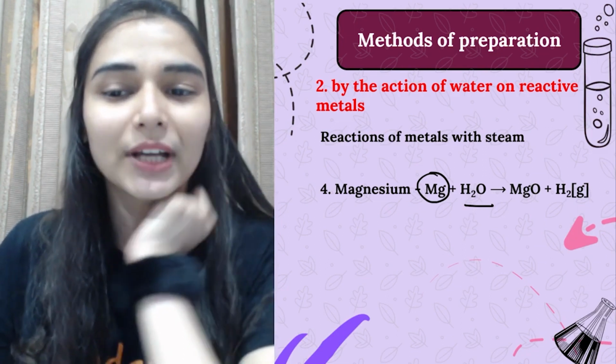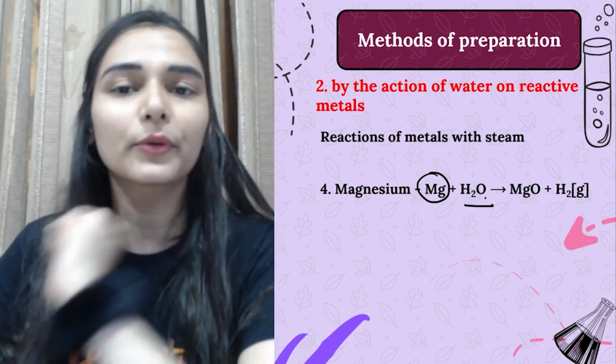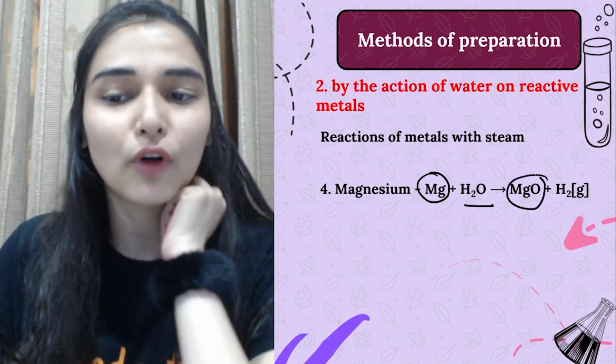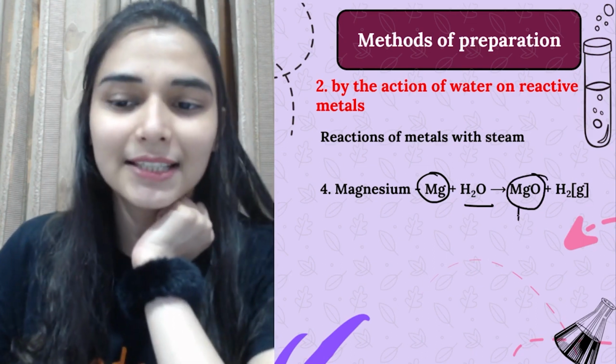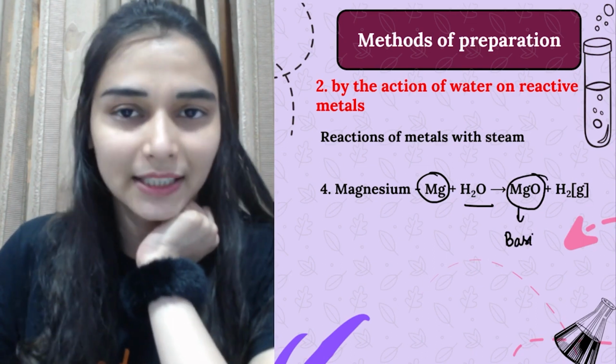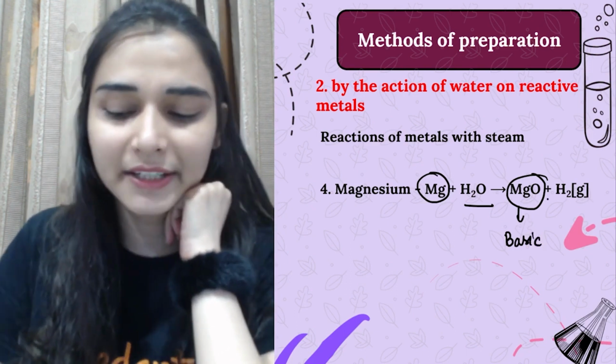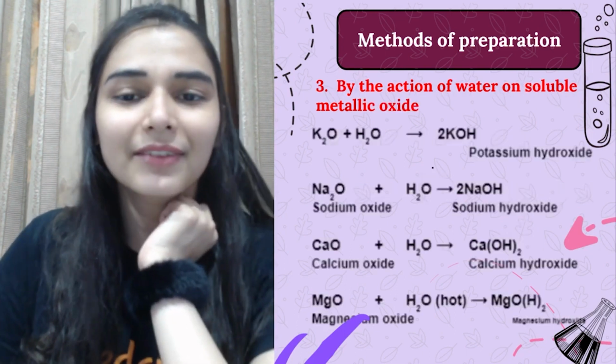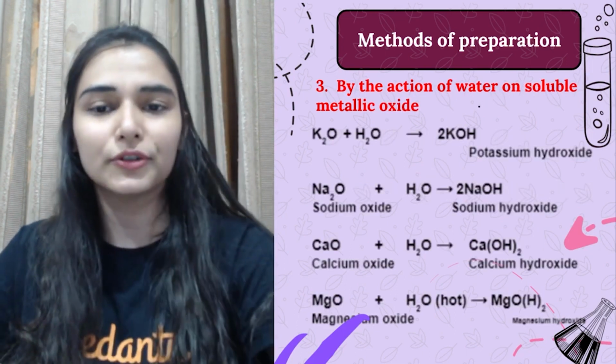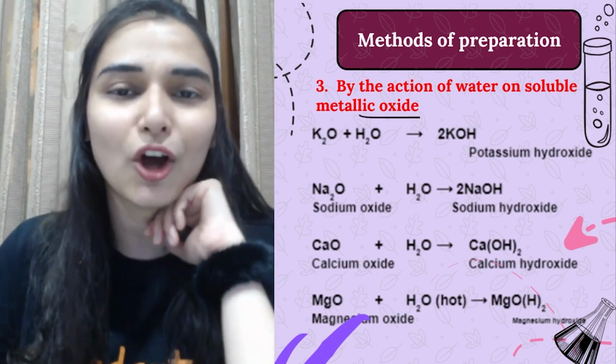Okay, so what you have to do: some metals react with hot water or with the steam and they will be forming metal oxides. Okay, this is again basic in nature. You can do it easily. Okay, then we have the next method, by the action of water on the soluble metal oxides.